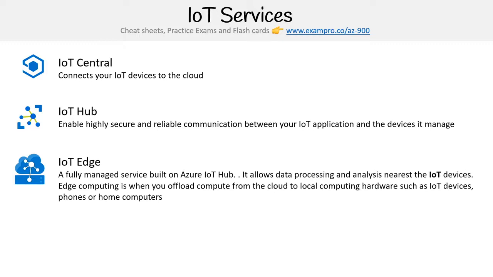Then you have IoT Edge. This is a fully managed service built on the Azure IoT Hub. It allows data processing and analytics near the IoT devices. So this is really edge computing. I really should have highlighted that for you, but this is where you are able to offload your compute from the cloud to local computing hardware such as IoT devices, phones, or home computers. So it's just a way of saving money or utilizing your local network for compute.